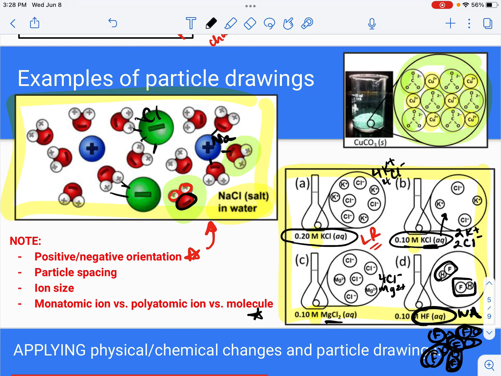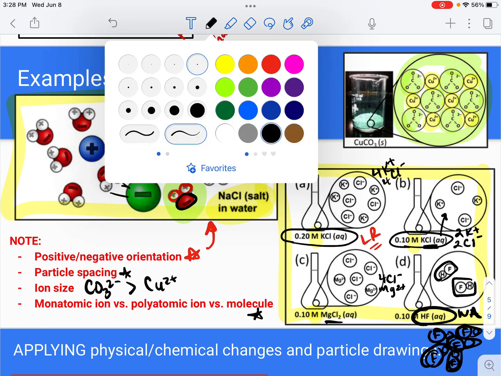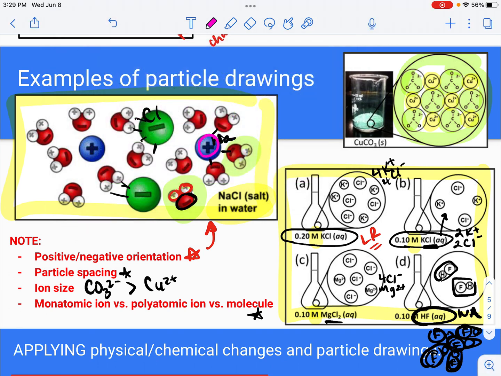So that's kind of talking about a number of these different things. We talked about particle spacing. We talked about molecules. I hinted at ion size. Carbonate, the ion, is definitely much larger than copper 2+, the ion, because it's a polyatomic ion, like a little mini molecule. But also notice that in the top picture up here, the sodium ion is smaller than the chloride ion, which is much bigger. And this is because of the fact that the chloride ion, let's look at a periodic table quick.